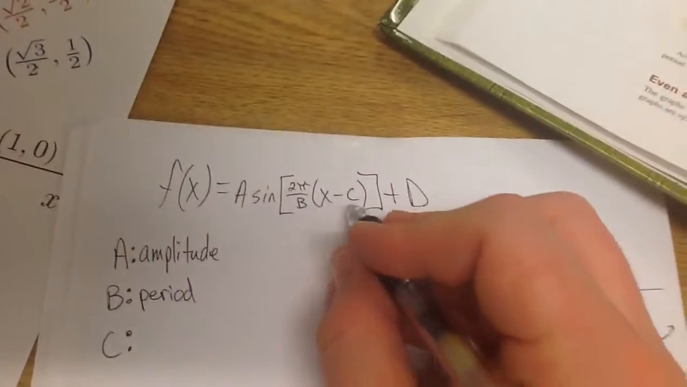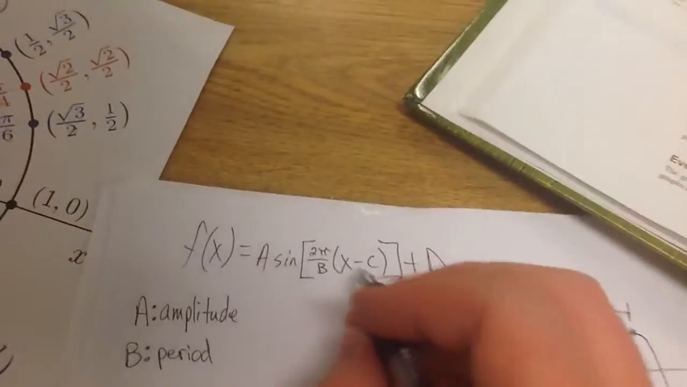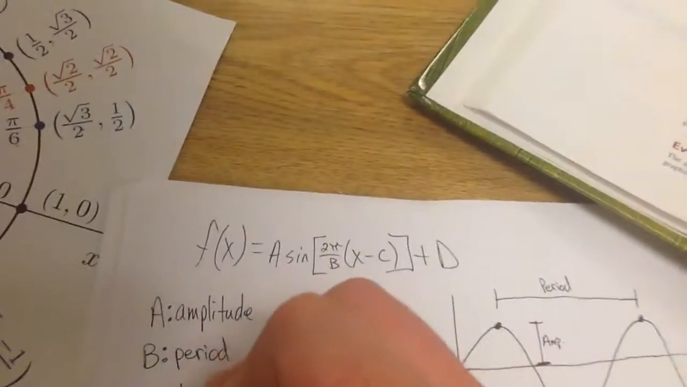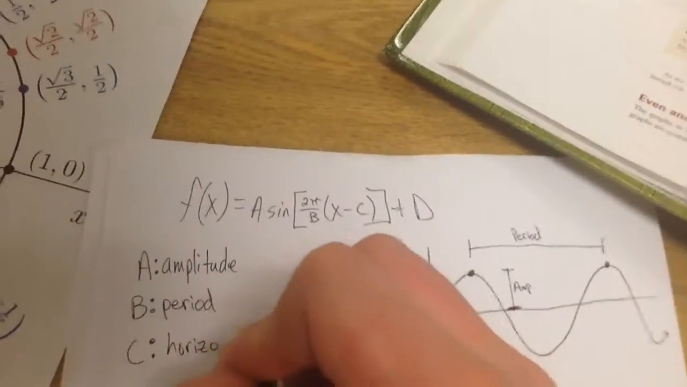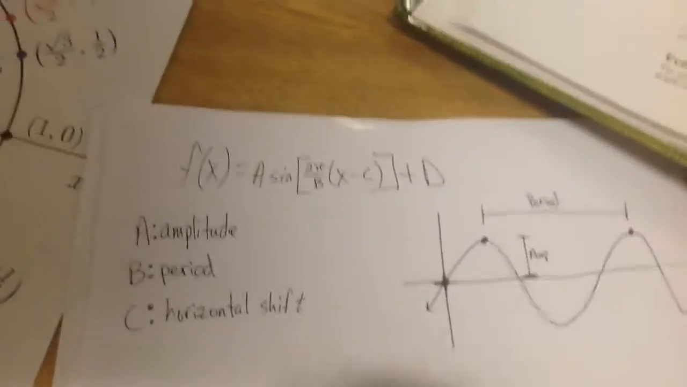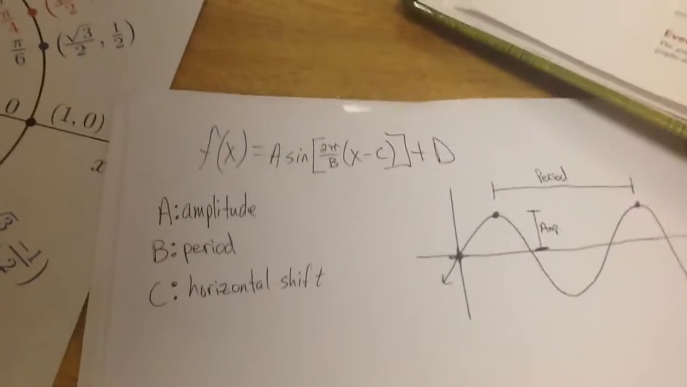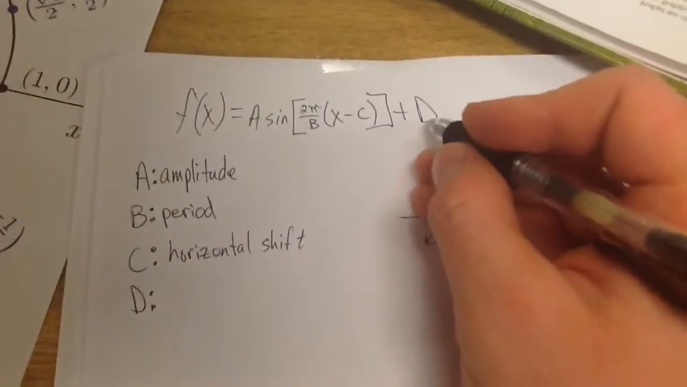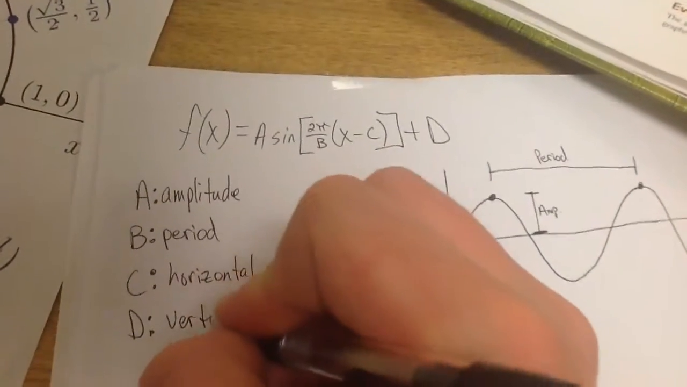C. Well, just like before, remember we had x minus h and that shifted left and right? Yeah, C does the same thing. It's horizontal shift. Also called phase shift, but don't worry about that. And then D is the same as before. The thing you had on the end is up and down, so it's your vertical shift.